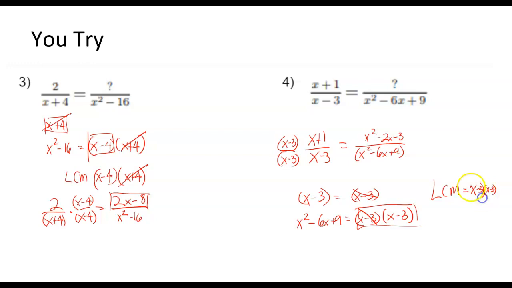Sorry, I'm running out of room. Then I'm going to remove the pieces that I already have that they share, x minus 3 and x minus 3. And I'm left with 1 x minus 3. So I'm going to multiply my numerator and denominator on the left side by x minus 3. I know that my answer on the right is going to be x squared. The denominator is going to be x squared minus 6x plus 9. X minus 3 times x plus 1 is going to give me x squared minus 2x minus 3.